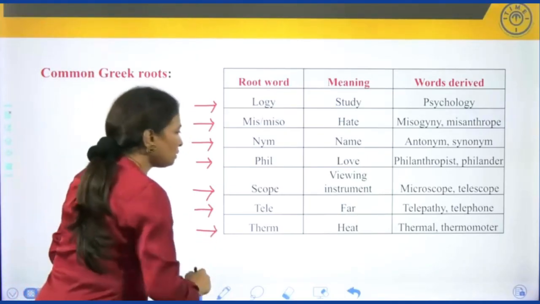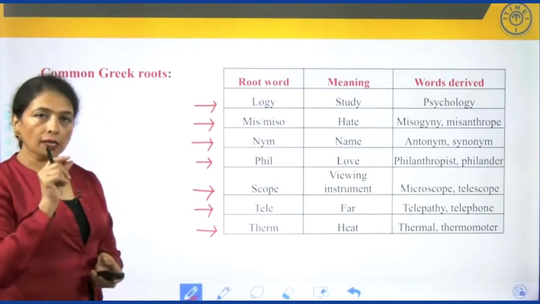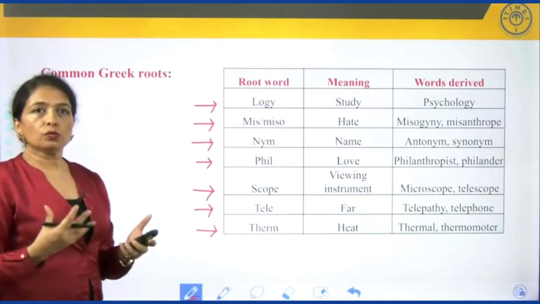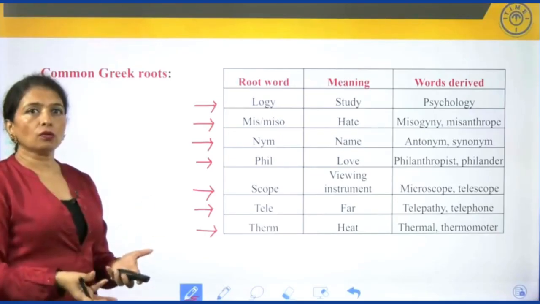Therm. Therm means heat. We have a thermometer, an instrument that helps us measure heat, and we have thermal wear which we wear to keep ourselves warm because they give out heat.